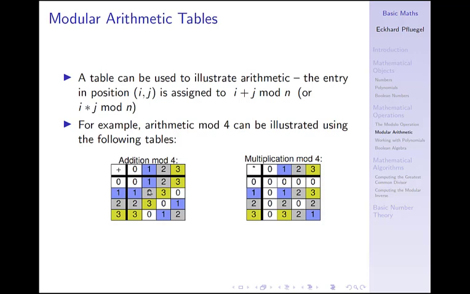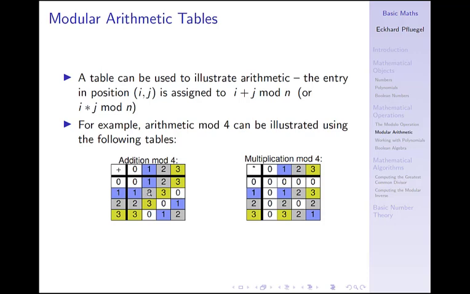Effectively, if you start counting with row 0, you would say this is row 0, this is row 1, that's column 0, that's column 1. So if you want to know what's in here, that's the sum of row 1 and column 1. So 1 plus 1 is 2. That's quite straightforward. It's just the sum of 1 and 1.